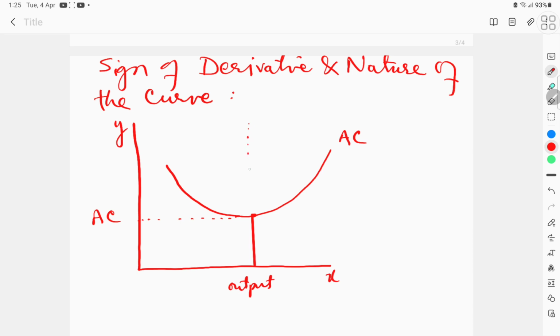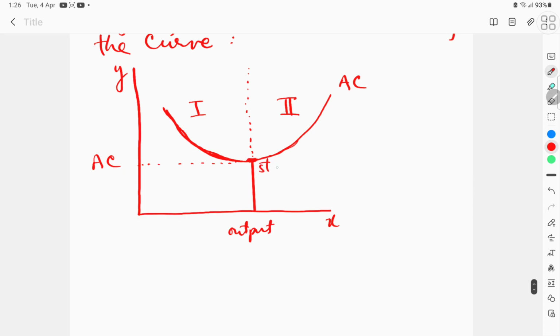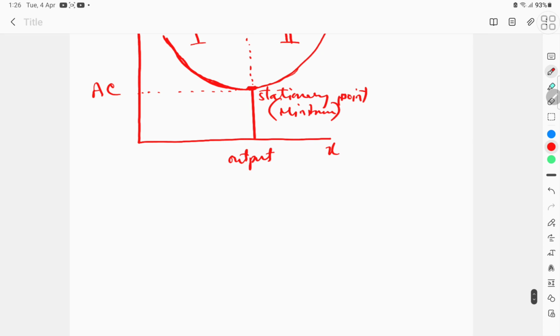We see that at this portion the cost is falling. Here it comes to minimum, and then it starts increasing. So this is part 1 where the average cost is falling, and this is part 2 where the average cost is rising. We call this lowest point a stationary point, which is a minimum point. When there is no change, we call this stationary in economics.